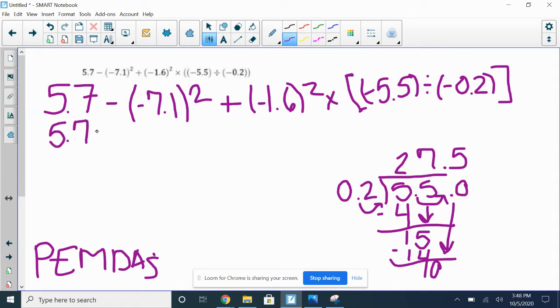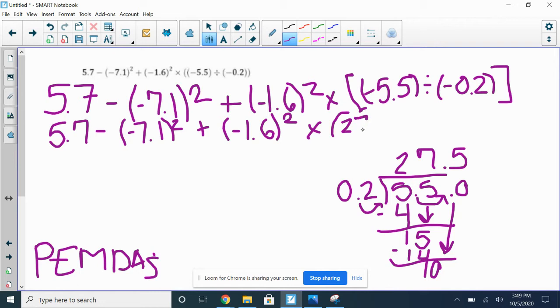So we're going to go ahead and copy everything down with that one step we did. So 5.7 minus negative 7.1 squared plus negative 1.6 squared times, and we already said when we did our division, 27.5. My last step that I did not point out, we ignored our signs until the end. We had a negative and a negative.